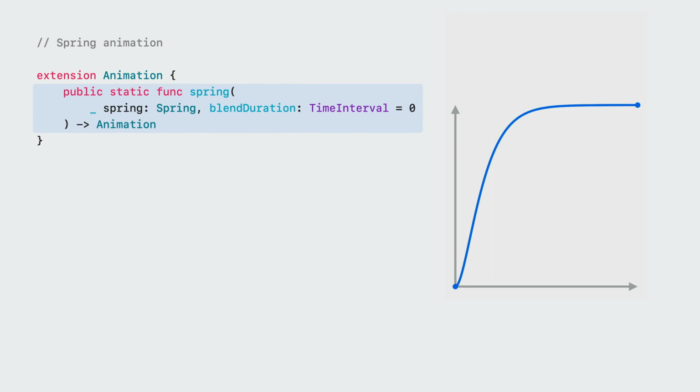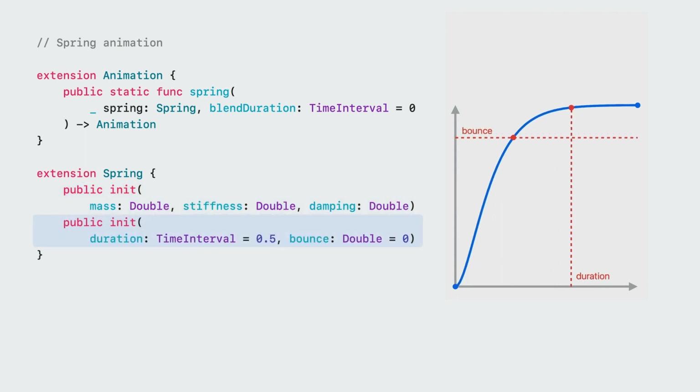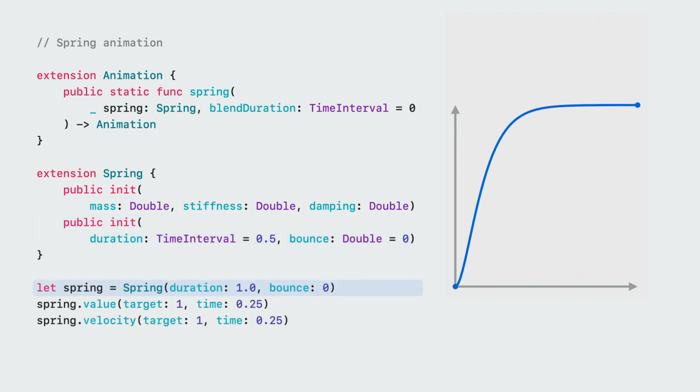The next category of animation, springs, determine the value at a given point in time by running a spring simulation. You may be familiar with traditional ways of specifying a spring. For example, mass, stiffness, and damping. But we've never found these ways to be particularly intuitive, so we invented a new way. You just specify the perceived duration of the animation and how bouncy you want the spring to be. It's much more approachable. Similar to unit curve, the spring type can be used standalone to calculate the value and the velocity of a spring at a given time.